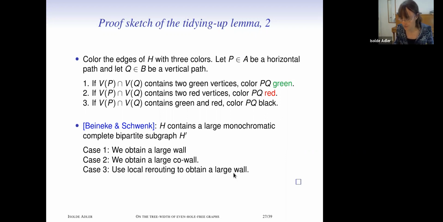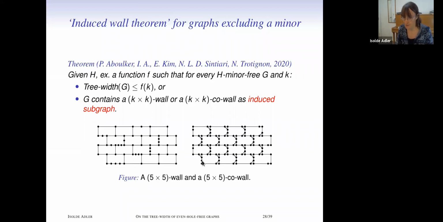So we find a large wall or a large co-wall, which is exactly what we were hoping for, and this concludes the proof of the theorem.